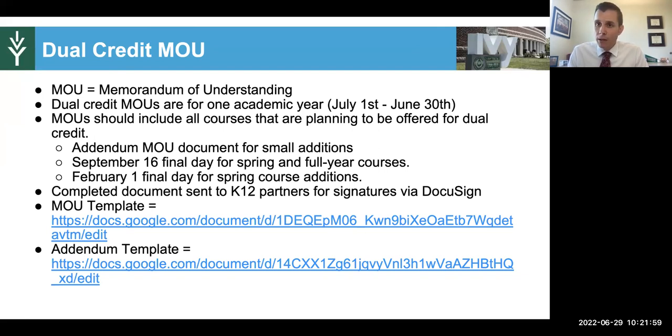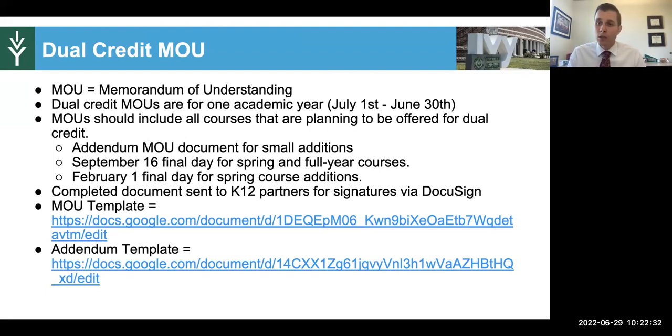Now there is an addendum MOU. If, for instance, a teacher resigns and you get a new teacher, you want to make sure that change is reflected in the MOU. You can do an addendum, and it's the same as the regular dual credit MOU, but instead of having 20 or 50 courses, it would just have one course on there. Sometimes you'll get a teacher hired in the middle of the year, and they want to add a course for spring. You would just do an addendum in that case.